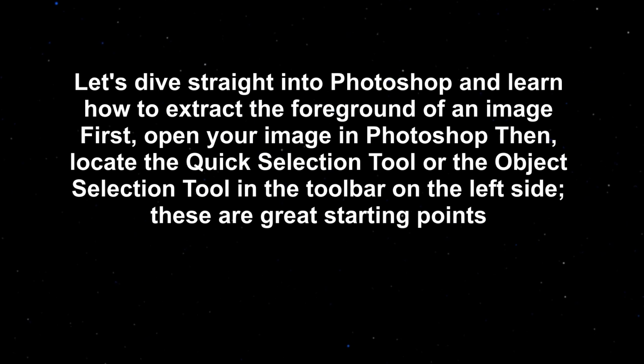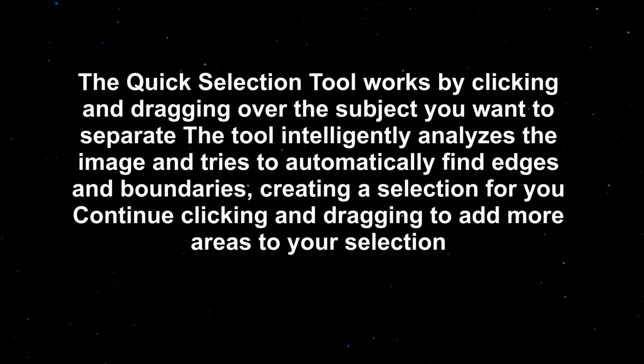Open your image in Photoshop, then locate the Quick Selection tool or the Object Selection tool in the toolbar on the left side. These are great starting points. The Quick Selection tool works by clicking and dragging over the subject you want to separate. The tool intelligently analyzes the image and tries to automatically find edges and boundaries, creating a selection for you.